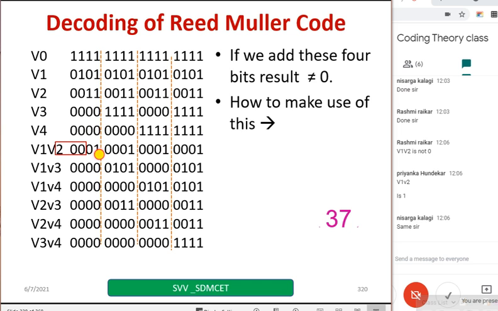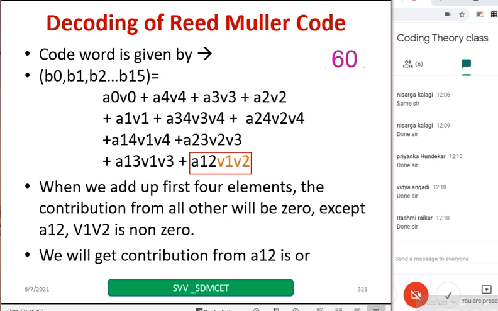Copy down now. The code word is given by B0 to B15, and you have taken this equation already. I am concentrating only on V1 into V2 where the multiplication is 1, remaining all are 0. When we add up the first 4 elements, the contribution from all others will be 0. This we have discussed, I have just shown. Except A12. So A12 is non-zero. So we will get a contribution from A12 by considering that equation.